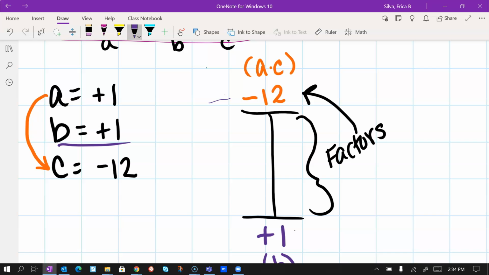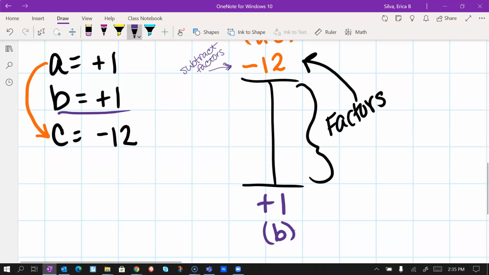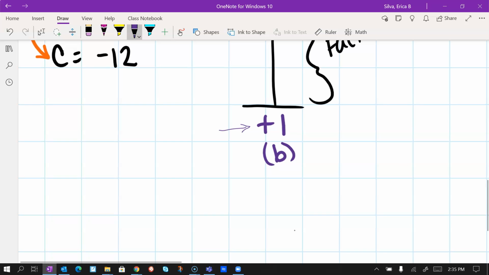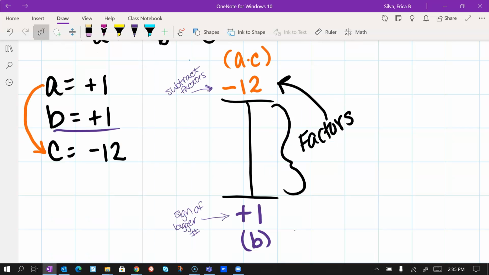If this is a minus sign, that means that we're going to subtract our factors. When we subtract our factors, we're going to get this number on the bottom. And this number on the bottom, that sign, is going to tell us the sign of the bigger number. Questions so far? No? All right, here we go.